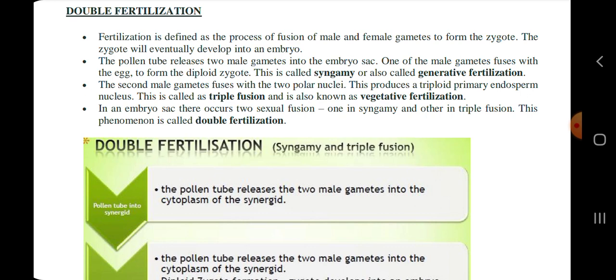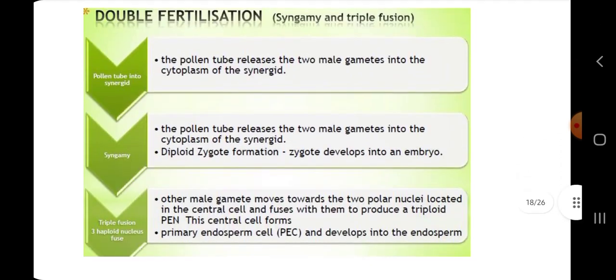In an embryo sac, there occur two sexual fusions, one is syngamy and the other is triple fusion. Together this phenomenon is called double fusion, double fertilization. क्या होता है? The pollen tube enters into the synergids. The pollen tube releases the two male gametes in the cytoplasm of the synergid. Then syngamy occurs, then triple fusion occurs, जहाँ पे three haploid nuclei fuse.